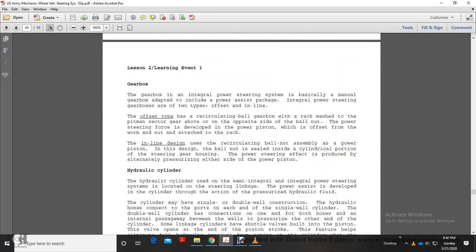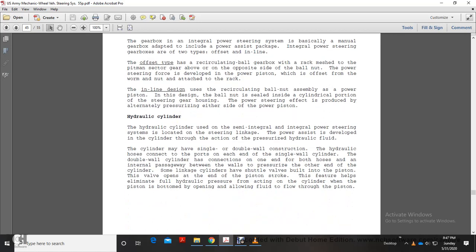Alright, gearbox and integral power system. Basically, the manual gearbox data is for the power system package for the integral power steering gearbox, with two types: the offset and inline. The offset type uses a reciprocating ball gearbox with the recommended mesh, the pitman sector gear on the opposite side of the ball nut. The power of the steering force is developed with the power piston, offset from the worm and nut, attached to the rack. The inline design with the recirculating ball nut assembly has the power piston. The ball nut is designed inside of the cylindrical portion of the steering gear. The power steering effect is produced by alternating pressure effort inside of the power piston.